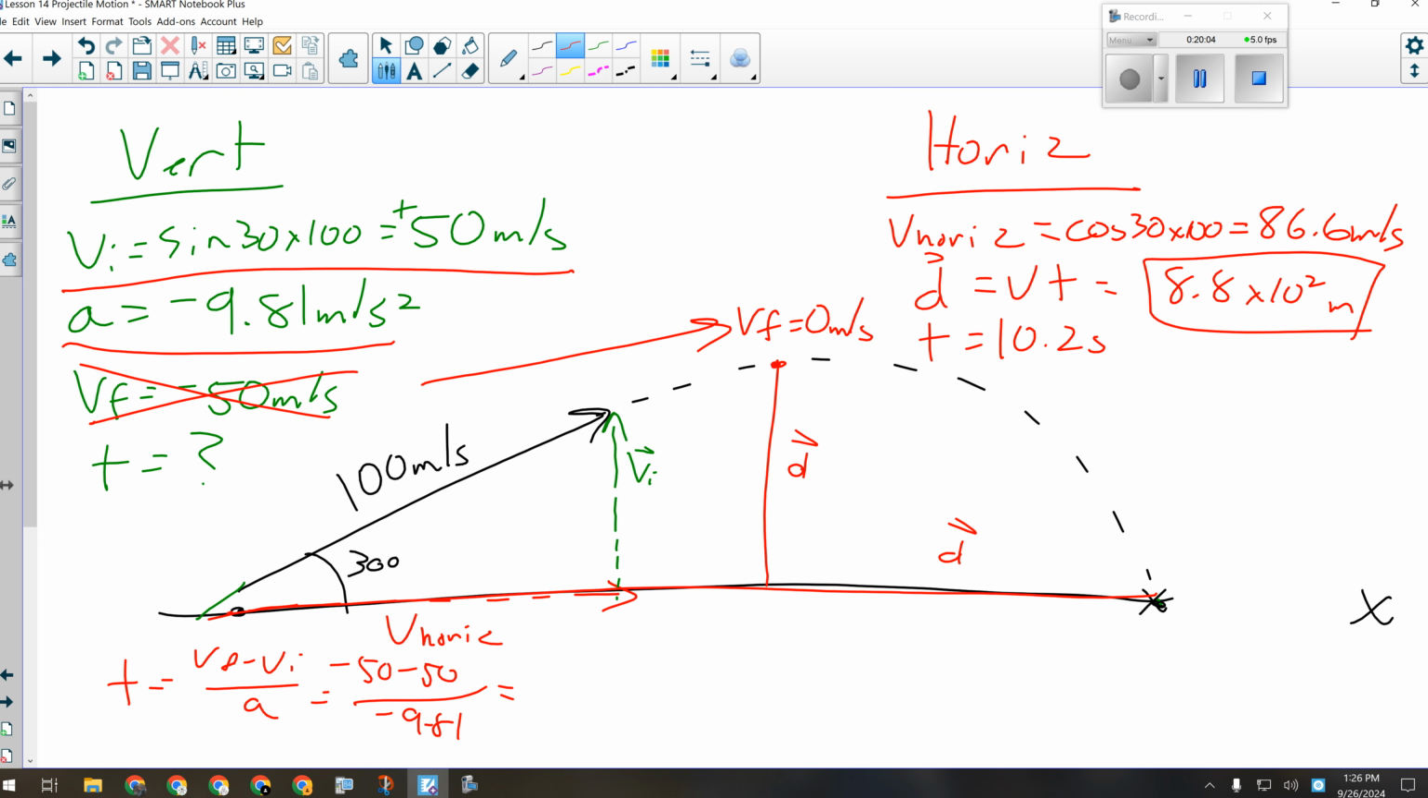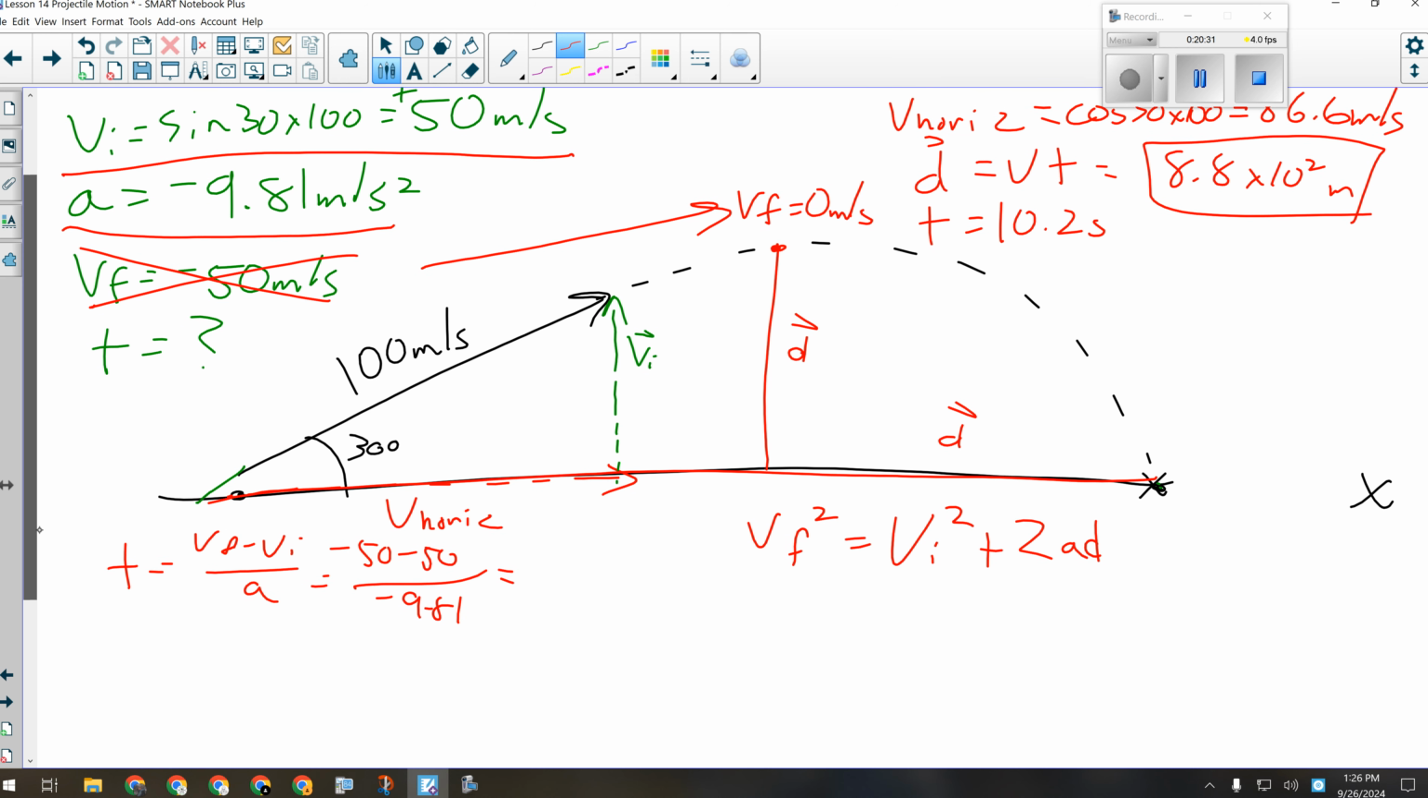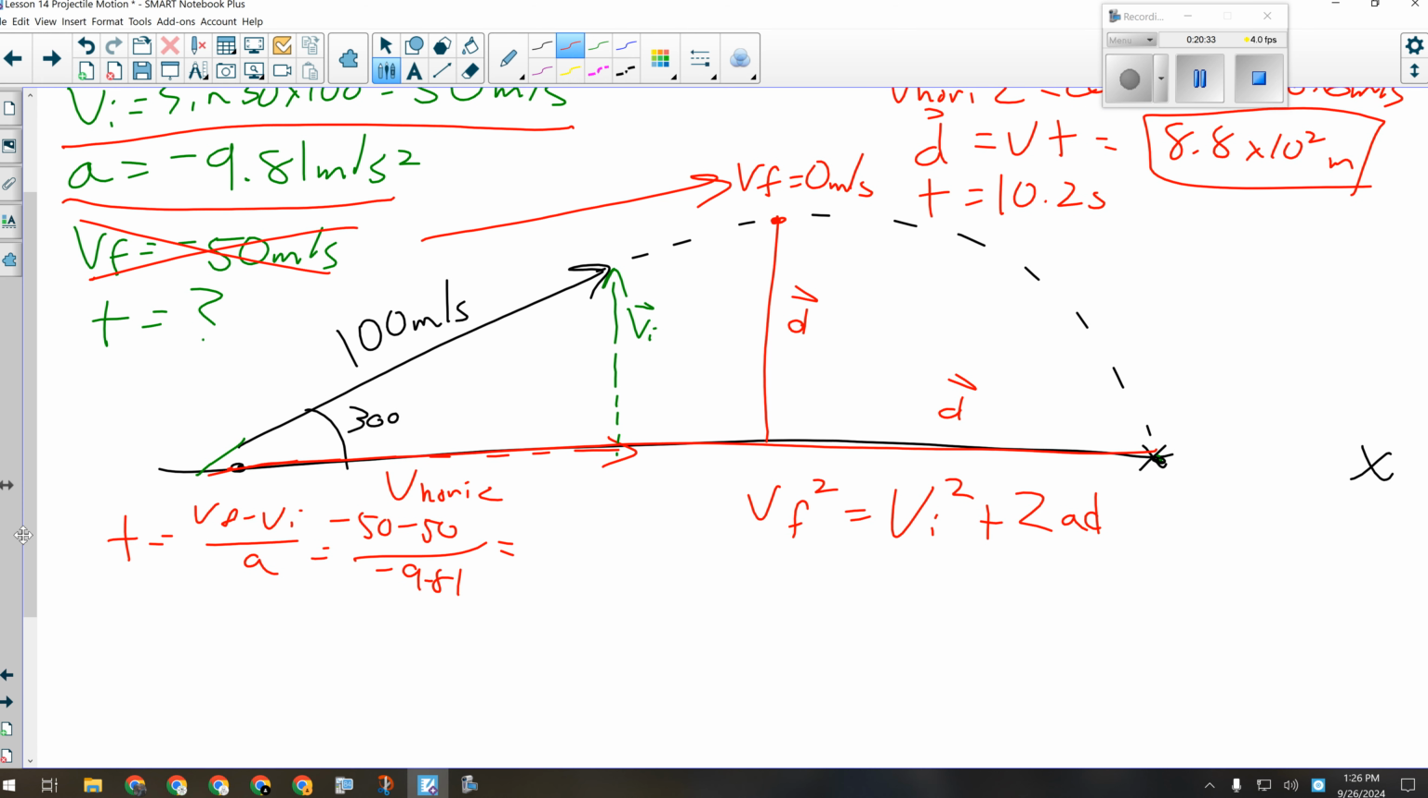Okay, so now VF is 0. Do I have a formula that'll calculate D if I have VI, VF, and A? Which one? Yeah, the VF squared one. I've got that formula there, and I know all the parts of that except for D. So all I'm going to do is manipulate that for D, and that'll tell me the maximum height. So I'm going to go VF squared minus VI squared divided by 2A equals D.